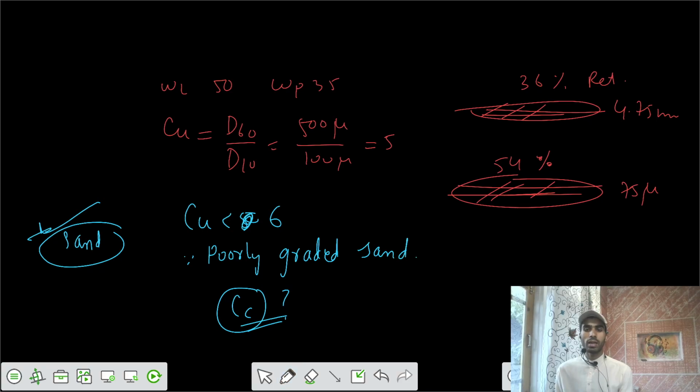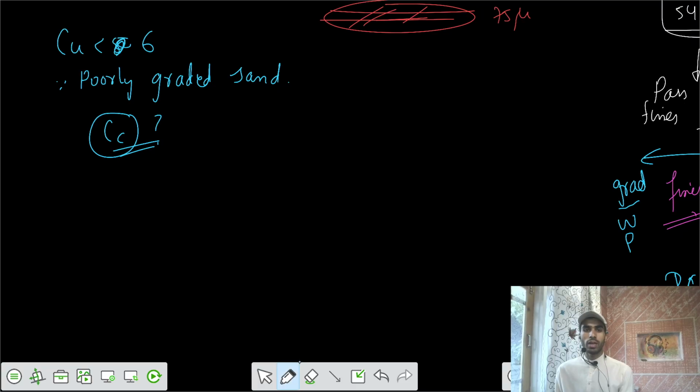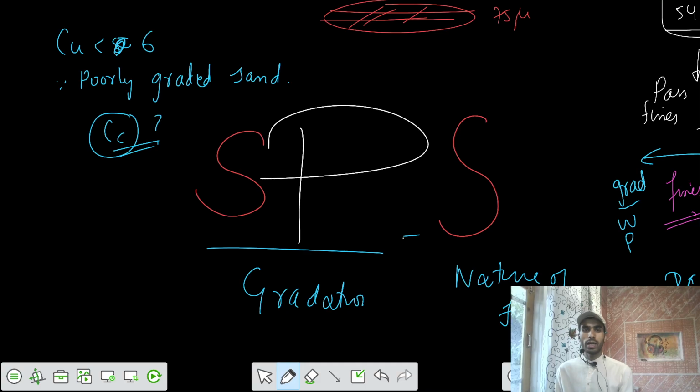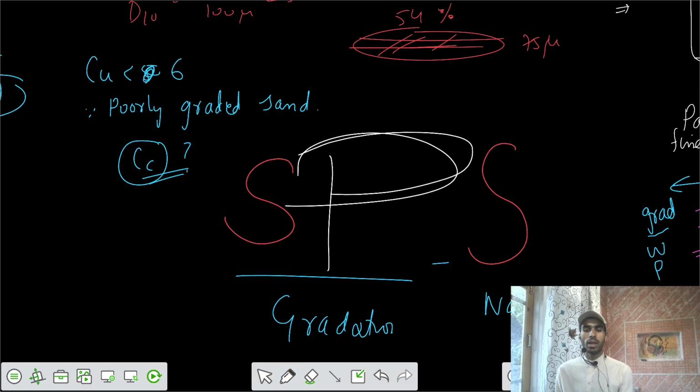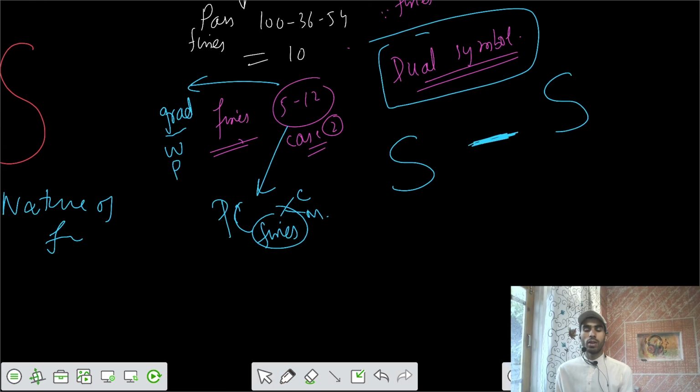So we got one part of the dual symbol. First one is your gradation. After that, we have nature of fines. So we say that our soil was sand, and the gradation of the soil is poorly graded. Poorly graded sand is there, that is SP. And after that, we have to now check the plasticity chart.